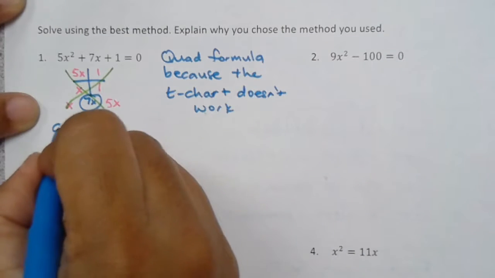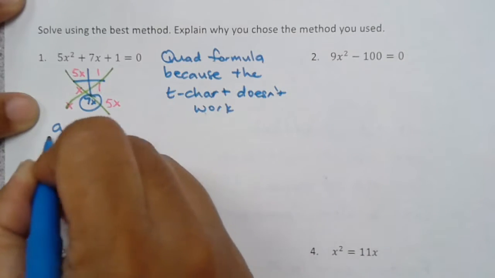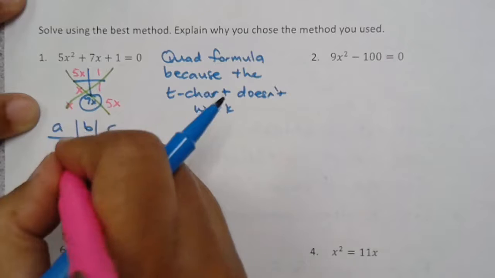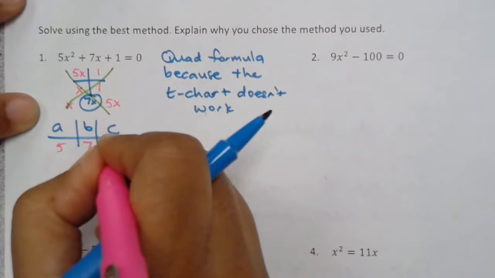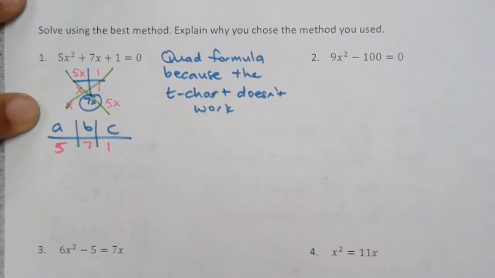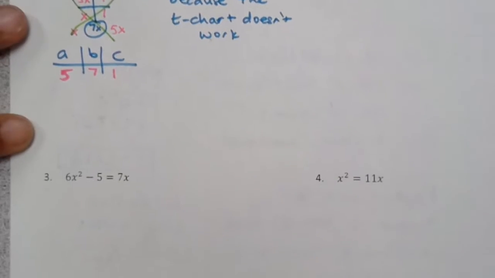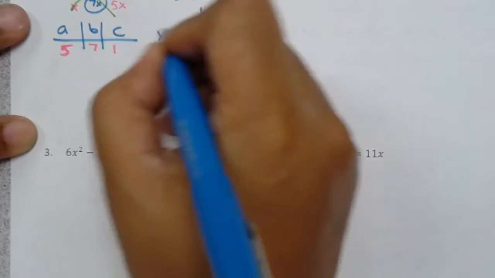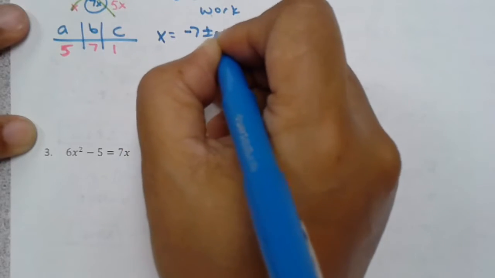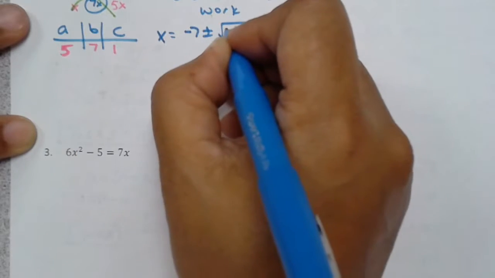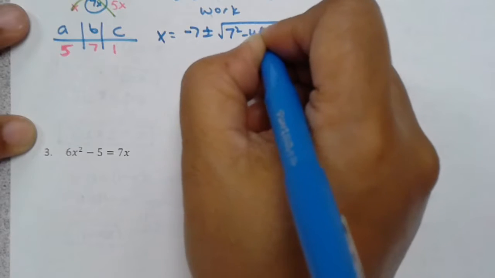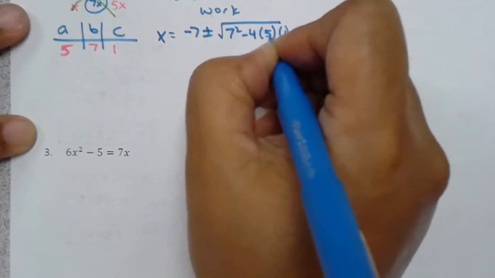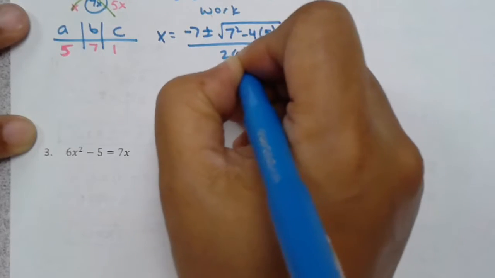Okay, quadratic formula. Let's do the A, B, C chart. It is already written in the right order. So A is 5, B is 7, and C is 1. All right, let's go ahead and plug in the values into the formula. So it's x equals opposite of b, so that's negative 7, plus or minus square root of b squared, so that's 7 squared, minus 4 times a, which is 5, times c, which is 1, all divided by 2 times a, which is 5.